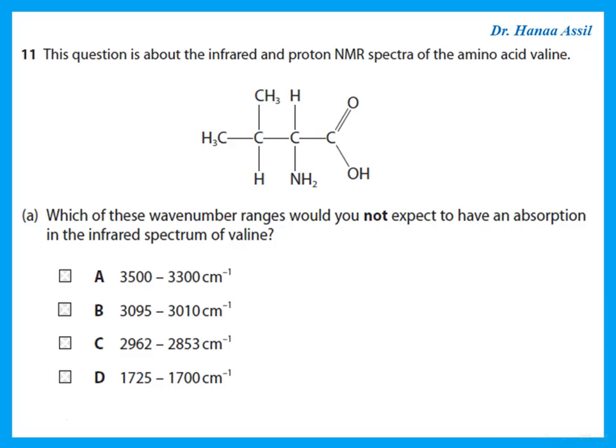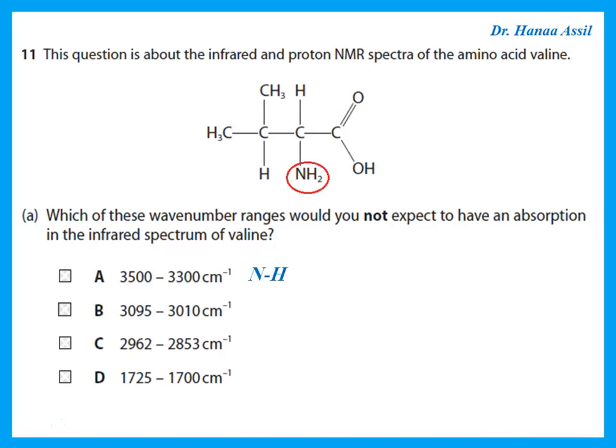This question is about the infrared and proton NMR of amino acid valine. Which of these wave number ranges would you not expect to have an absorption in the IR spectrum of valine? So which of these would not apply to this molecule? Now, he's saying a peak at 3500 to 3300. Well, that's the peak for NH, and I do have NH in this molecule, so I would expect to have that in the IR.